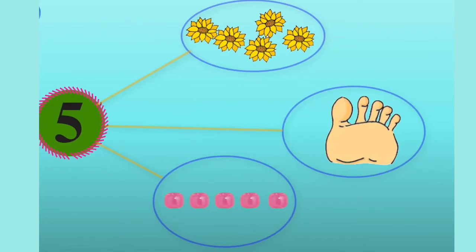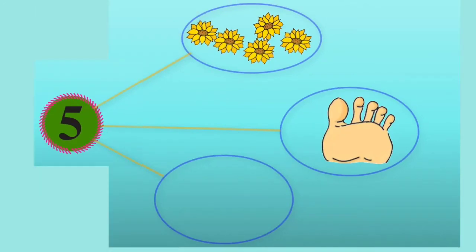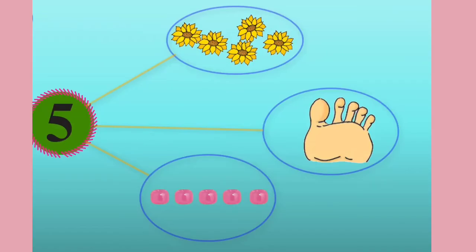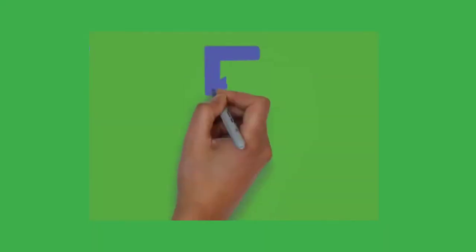Very good, very nice. Tell me, how many flowers? 5 flowers. And how many toes? 5 toes. And how many beads are there? There are 5 beads. Very good. Very nice. This is number 5.